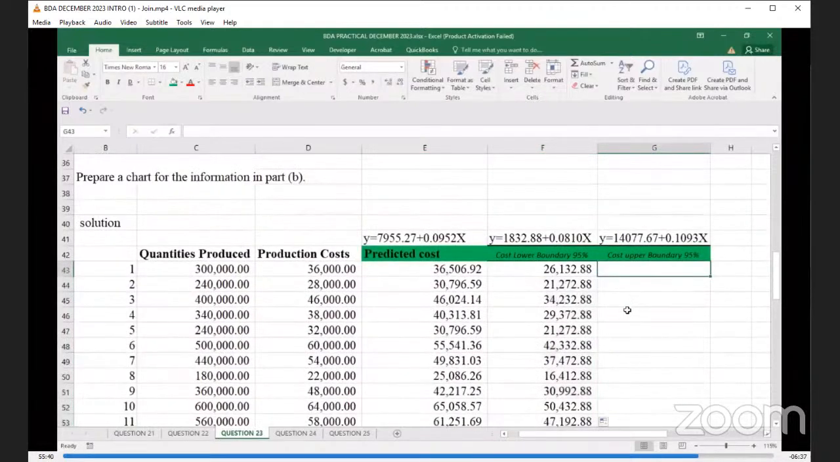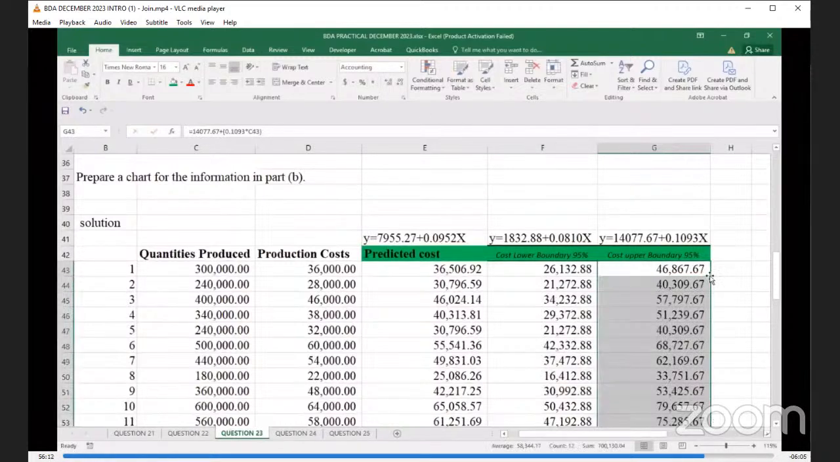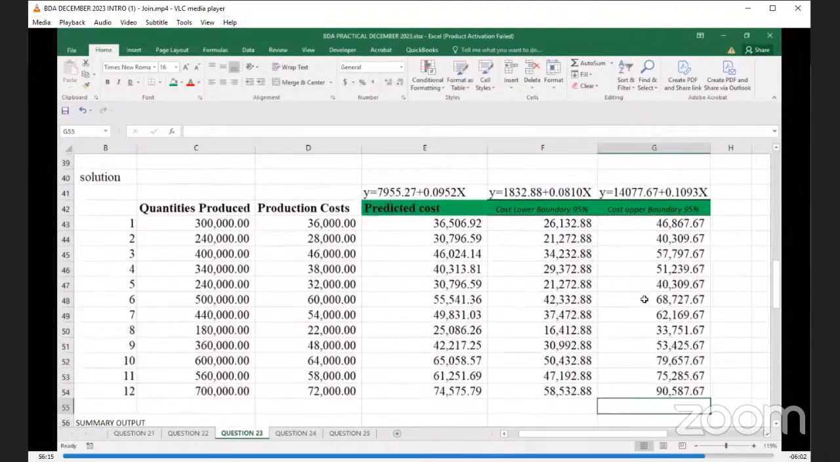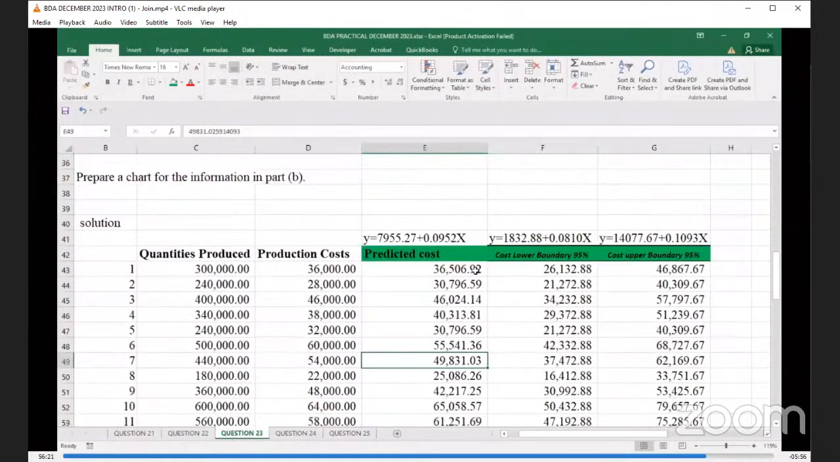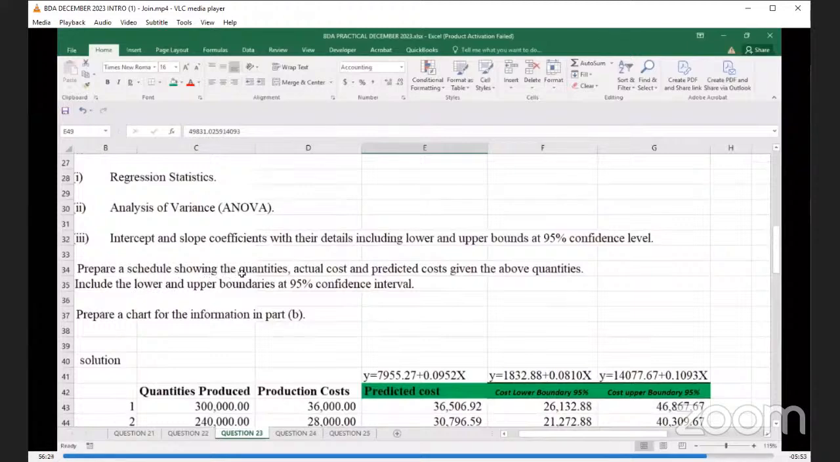What about the upper boundary? In any case, I'm going to take our equation, 14,077.67 plus 0.1093 times our x values at that point. Then at the end of the day, just press enter. Then remember, keep it at least to 2 decimal places. Then I also fill the rest. I'm having all the data there. So what we've literally done here, students, is to have this data in terms of our schedule showing the quantity.